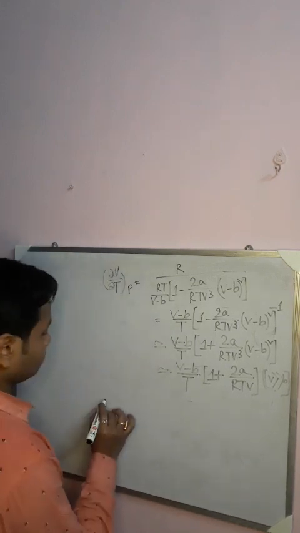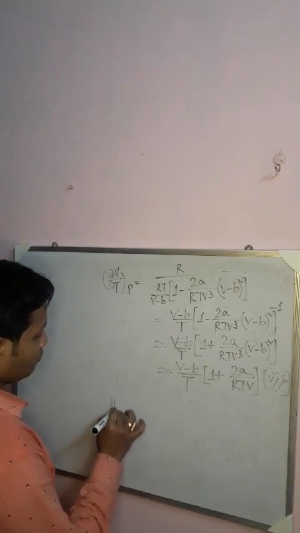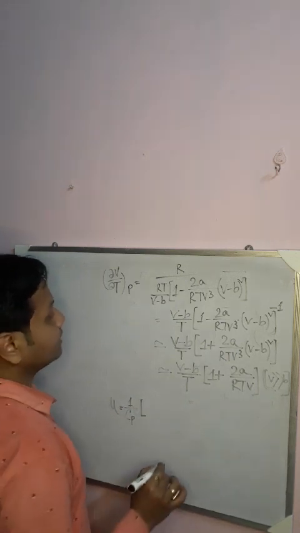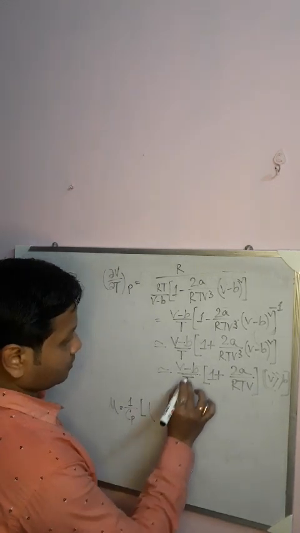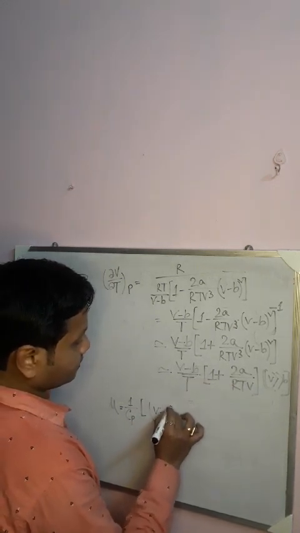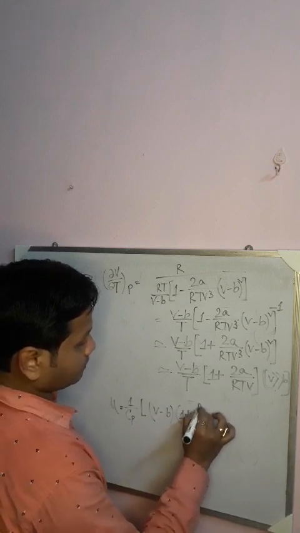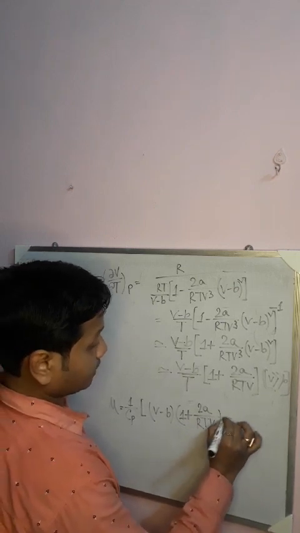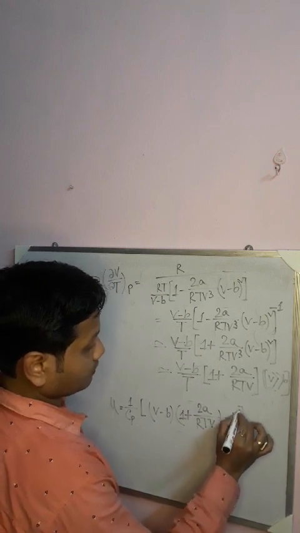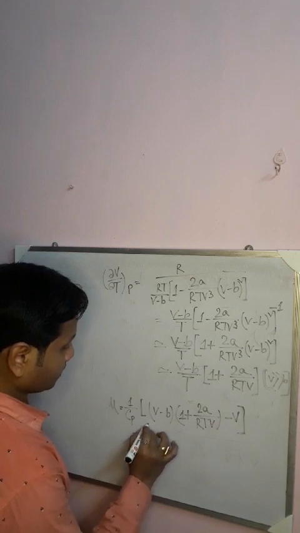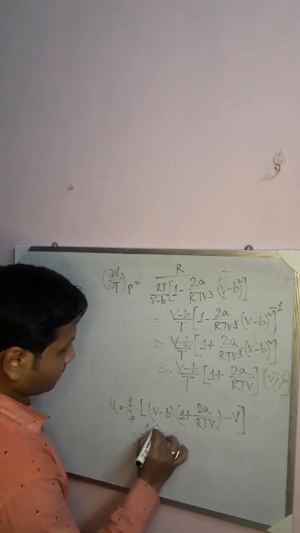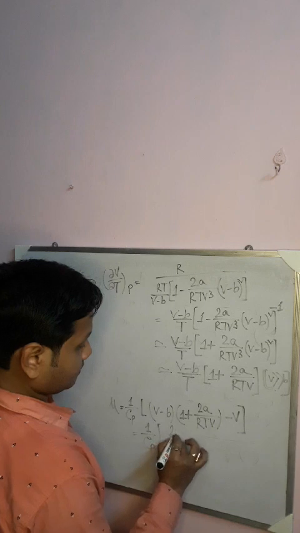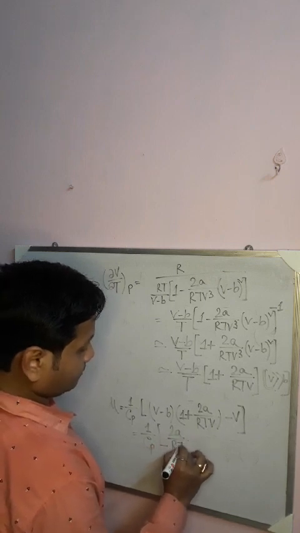Now if we substitute this value in the expression of mu, the value of mu comes out 1 by Cp into T into del V del T at constant pressure, that means V minus B multiplied by this, V minus B into 1 plus 2A by RTV, minus V. So this becomes 1 by Cp into 2A by RT minus B.